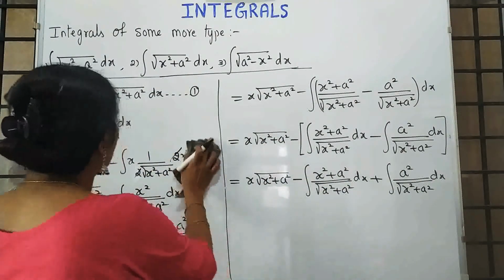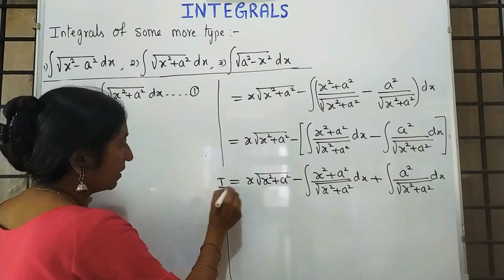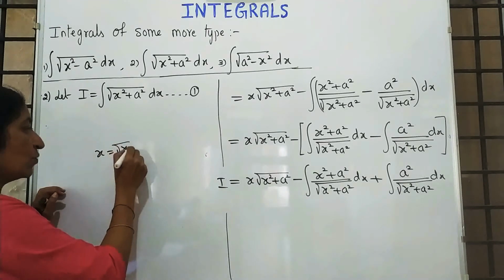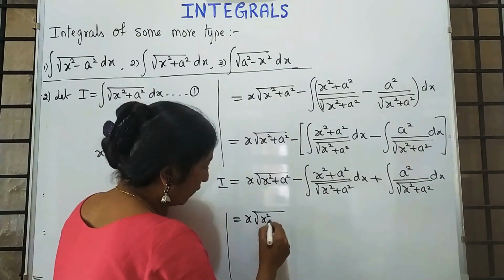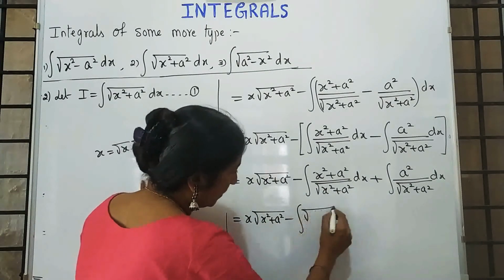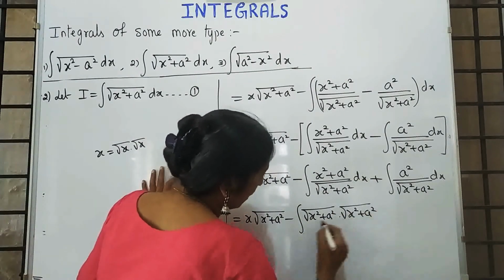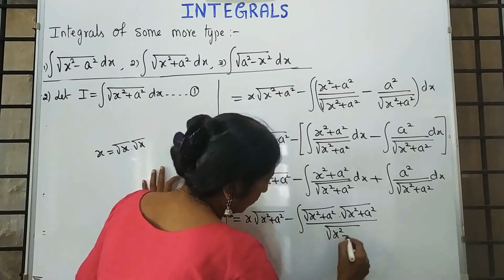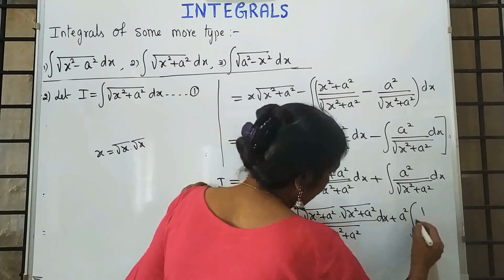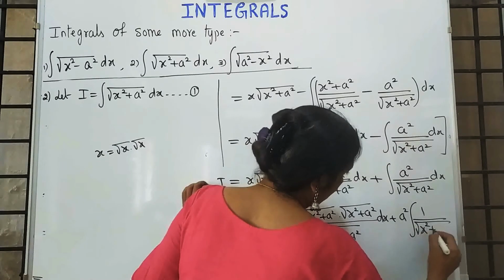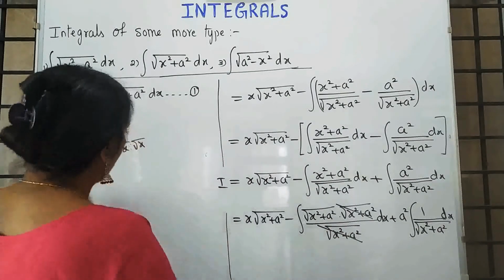Again, as we did in the previous, the same concept. x square plus a square is written as root of x square plus a square into root of x square plus a square. Left side is I. So here this term I am writing as x into root of x square plus a square minus root of x square plus a square into root of x square plus a square divided by root of x square plus a square into dx. Here a square, constant, I wrote outside, 1 upon root of x square plus a square into dx. This root gets cancelled. So what is remaining?